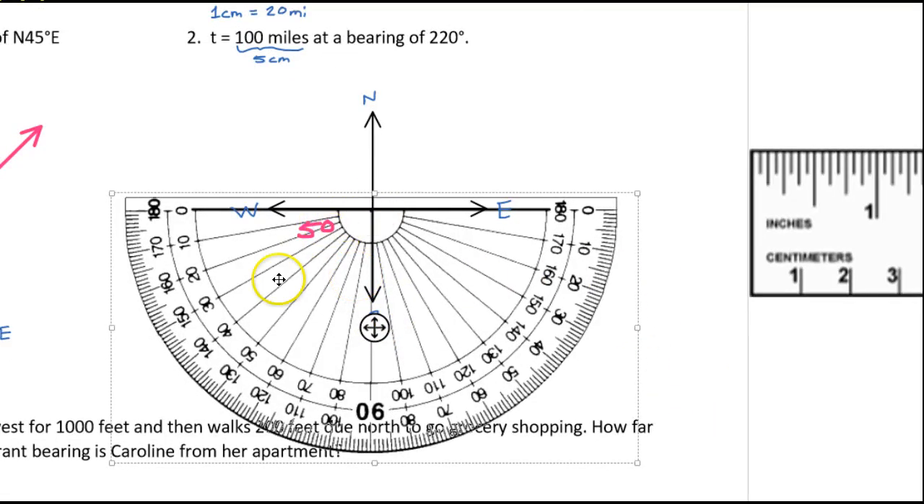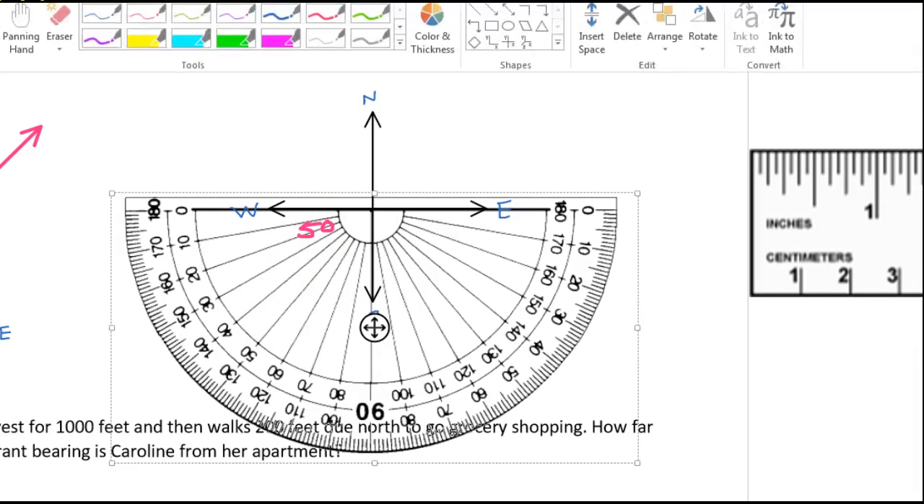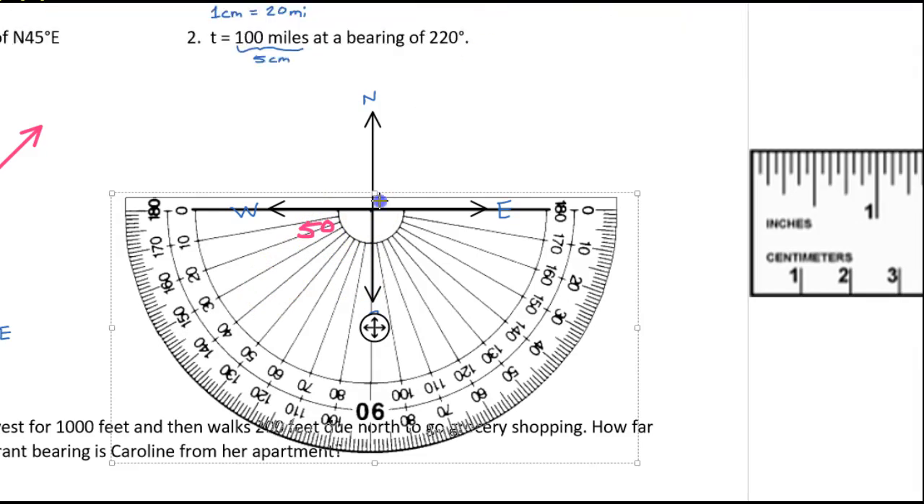I want a 50-degree reference angle. So I'm going to go ahead and draw my vector now. Using these numbers right here, here's my 50-degree reference angle, but I'm going to stretch this vector out to the edge of my protractor because I have sized the protractor so that it has a radius of 5 centimeters. And there you go.